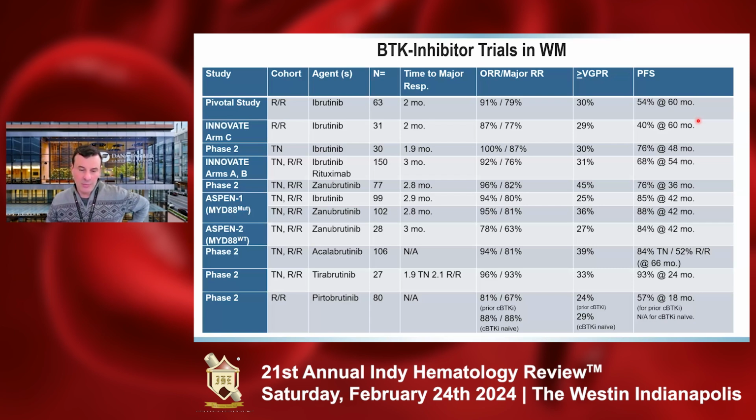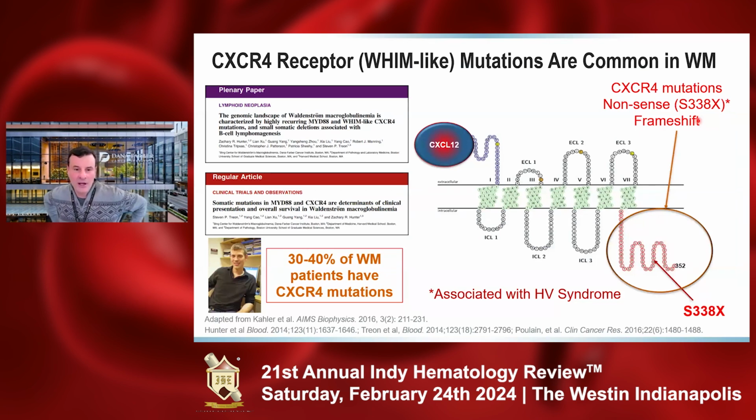Now, one of the important impactors of how BTK inhibitors work are CXCR4 mutations. These are the second most common mutations found in Waldenstrom. We see them in about 30 to 40% of Waldenstrom patients. This was discovered thanks to my colleague Zachary Hunter using our whole genome sequencing data.